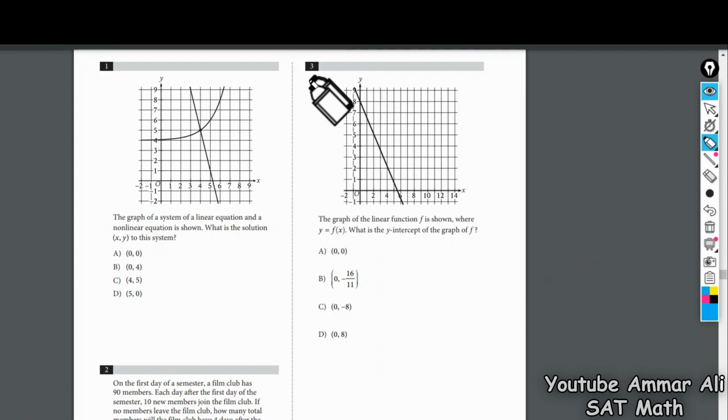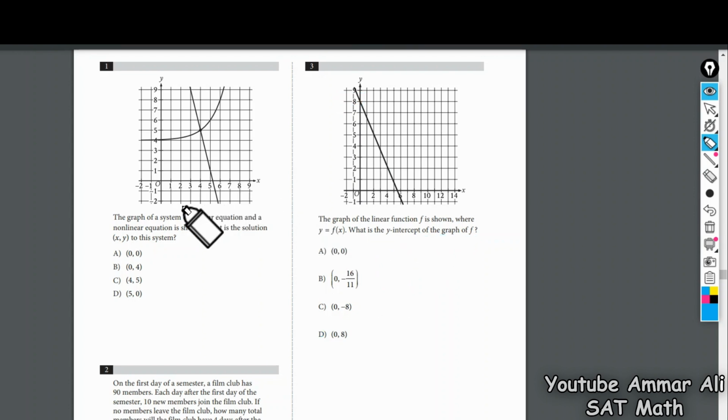Now we're moving on to question 3. What are they asking us? They're basically asking us, what is the y-intercept of this graph? Y-intercept is anywhere where the line of the graph or any function touches the y-axis, right? So we just have to figure out, where does it touch the y-axis? It's going to touch it at 8 right here, right? So our answer is going to be D, right? 0, 8. Doesn't touch it at -8, touches it at 8, right? So pretty straightforward. You just have to remember what the y-intercept of a graph means, okay?